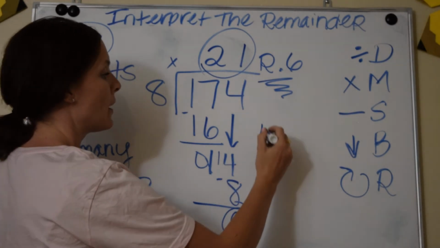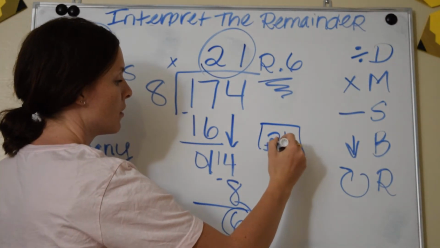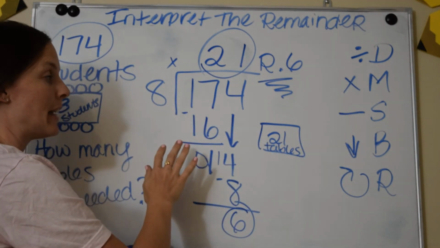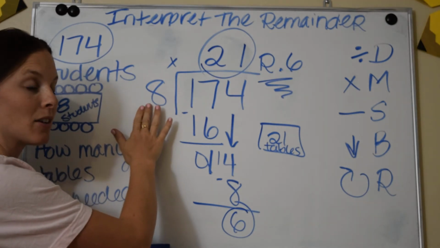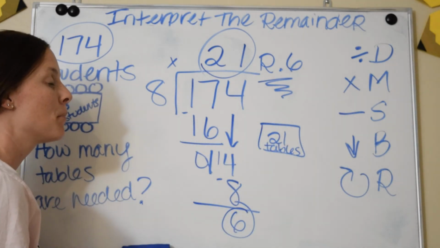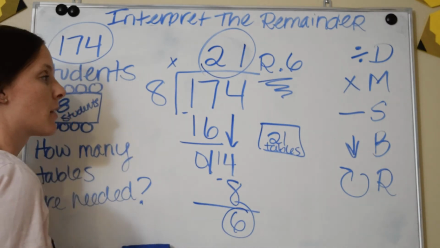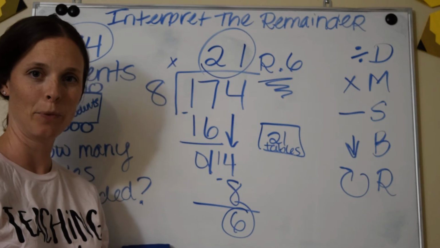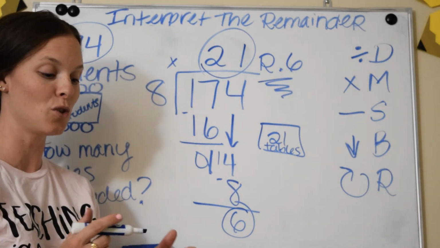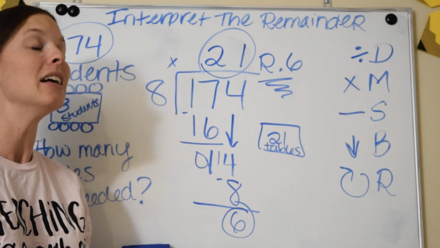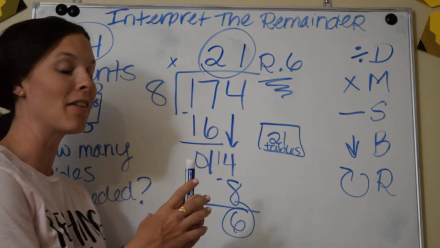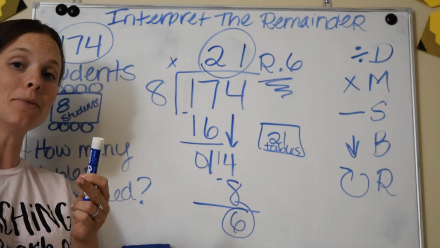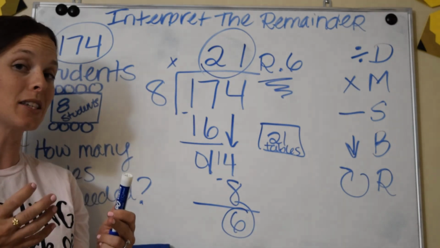So if we need 21 tables to fit evenly groups of 8, right? Because only 8 students can fit at a table at a time. What about the remainder 6? The remainder 6 are 6 other students. Are those students going to sit anywhere? Do they still need a table to sit at? They do. So even though I don't have another full group of 8 students, there's still going to be another table, but it'll only have 6 students sitting there.